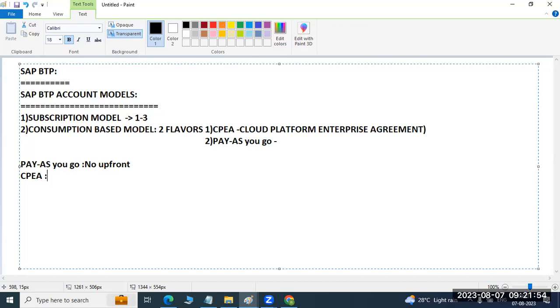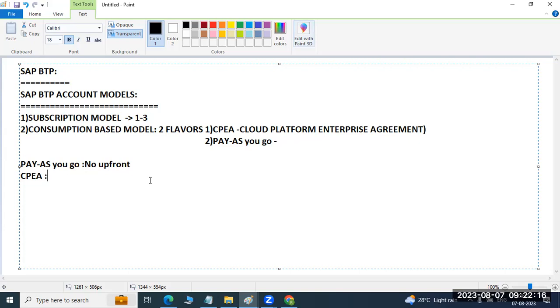Their consumption is not sure, and the service usage is also not sure, so we will get more discount based upon our usage. You can use it for whatever you want to use it for. This is called the CPEA, which means it is kind of volume based.